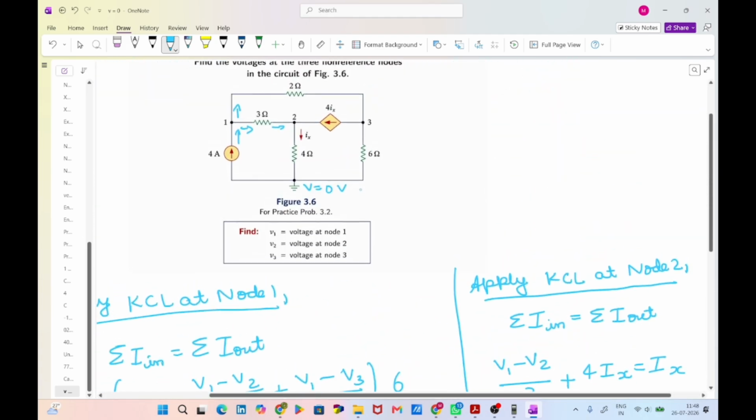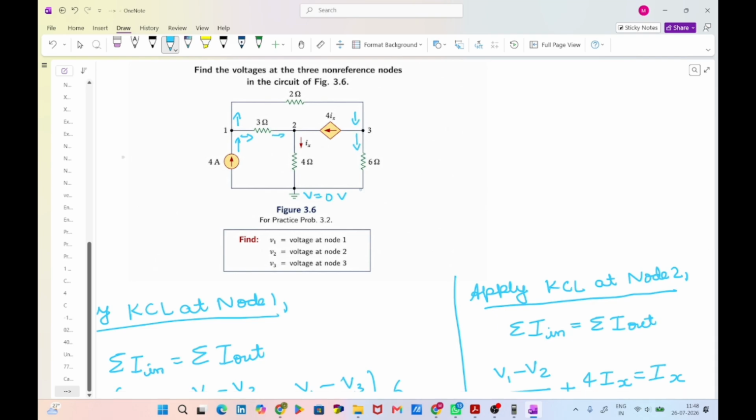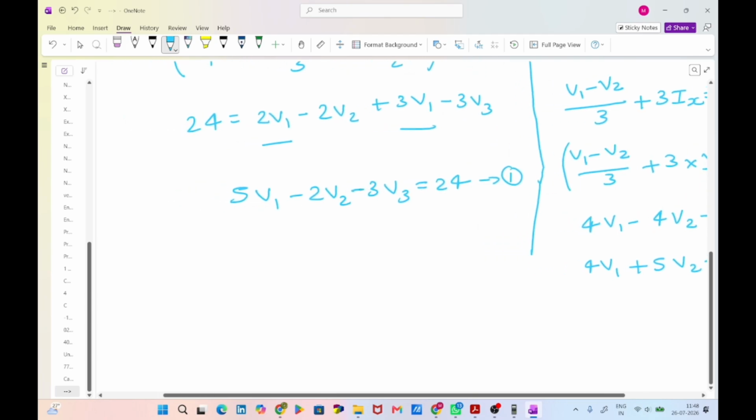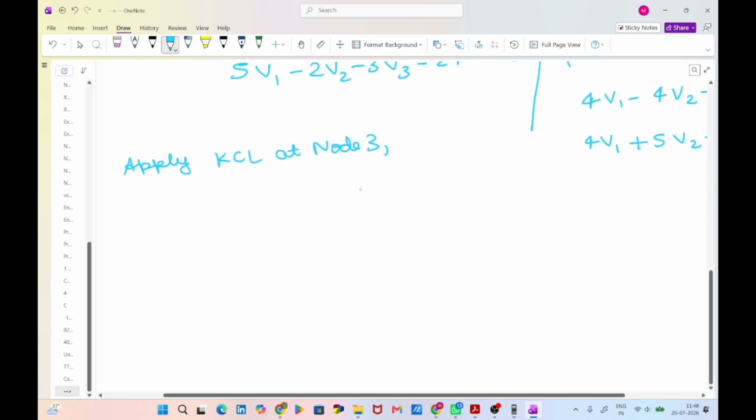And then we need to apply KCL at node 3. Here the current is entering and here the current is leaving, and here the current is leaving. I will slightly move this here. Apply KCL at node 3. Slightly move this above.